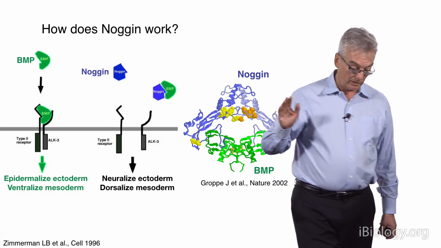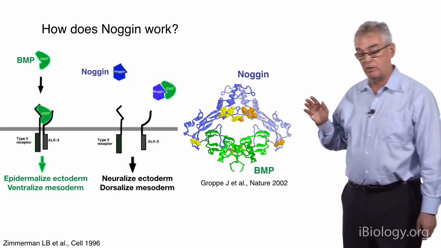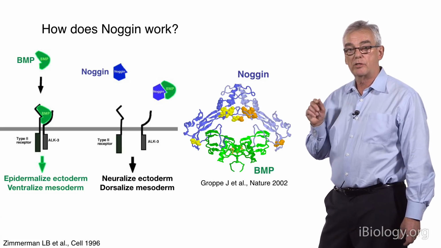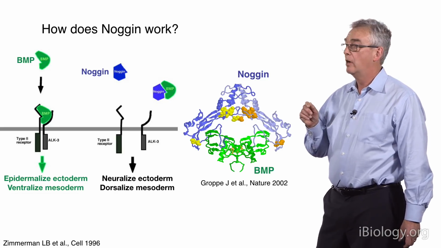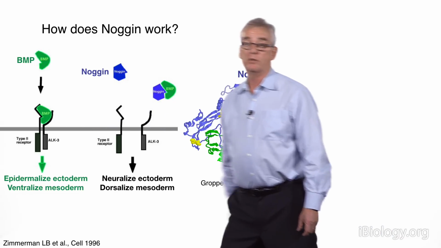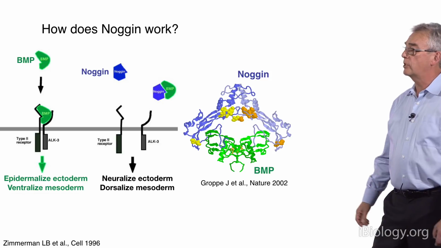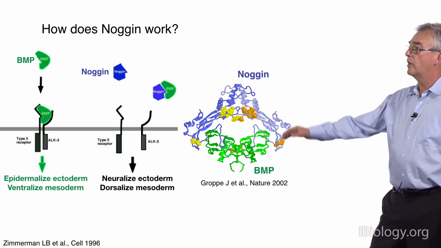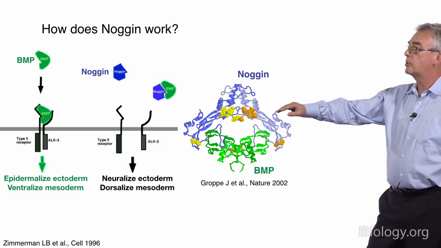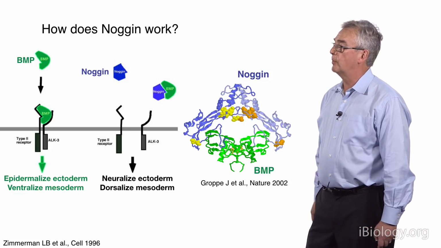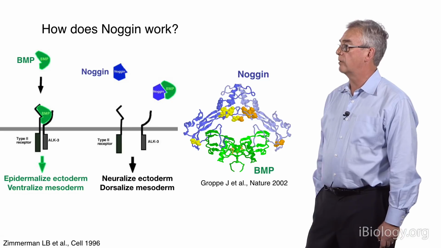So I'll stress that it's the absence of this BMP signal that is instructive to the embryo and allows the embryonic structures to make dorsal structures rather than BMP-induced ventral structures. And satisfyingly, this crystal structure from J. Gropper shows that noggin as a dimer sort of embraces the dimer of BMP, so it's not surprising that it, as Lyle Zimmerman showed, prevents the BMP from binding their receptors.